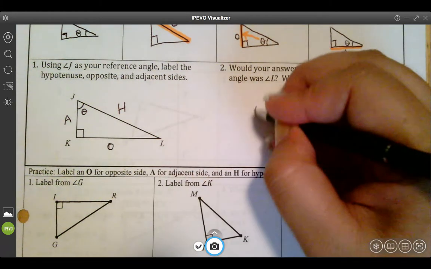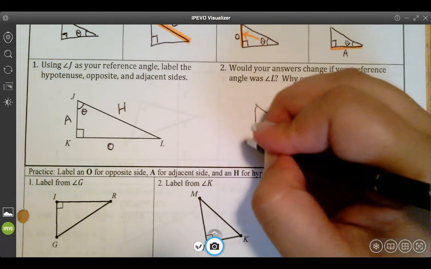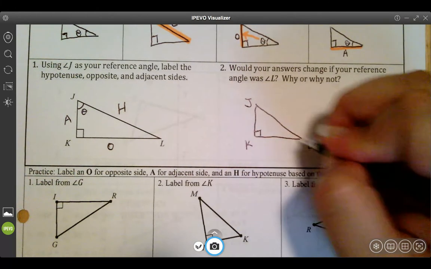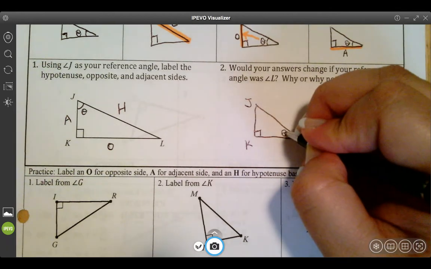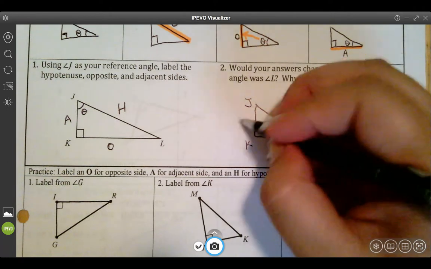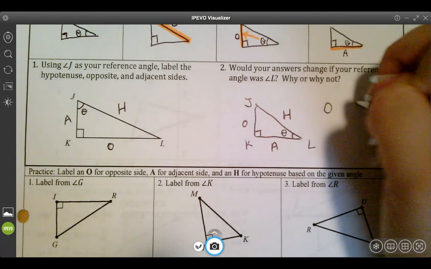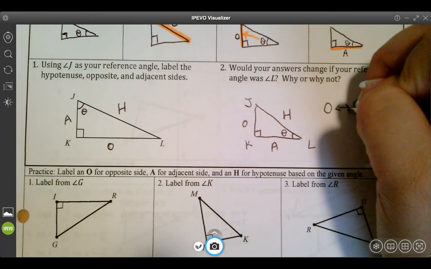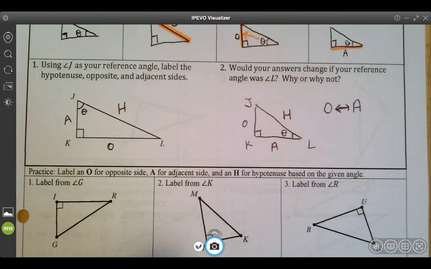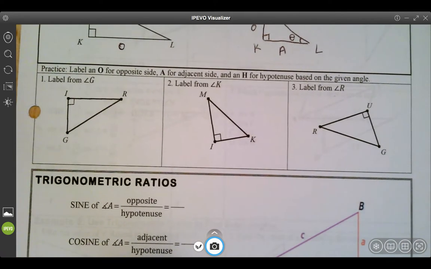So does it change if I look at angle L? So let's go ahead and redraw our triangle here. K, J, L. If L is our reference angle now, the hypotenuse doesn't change. However, opposite changed and adjacent changed. So opposite and adjacent switch when we switch our angles, our reference angle. So let's practice labeling hypotenuse, opposite, and adjacent. Go ahead and try it, and then we'll go through it together.